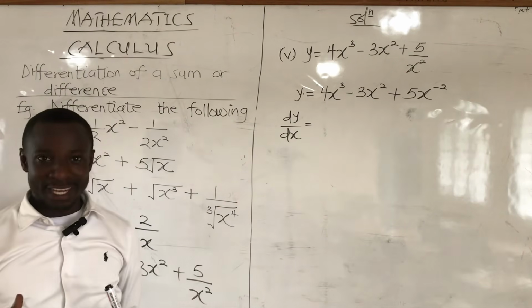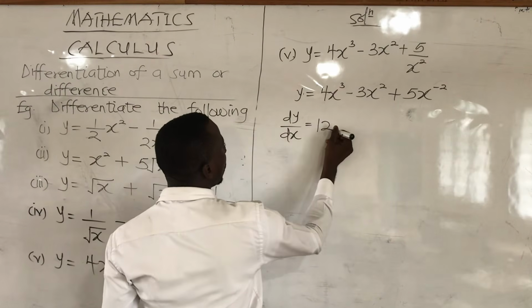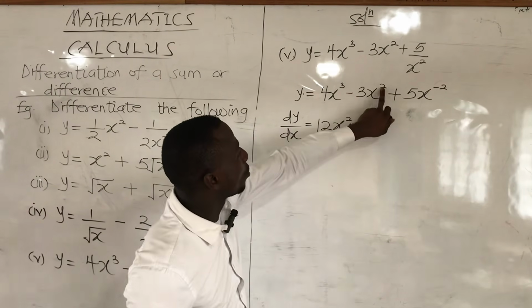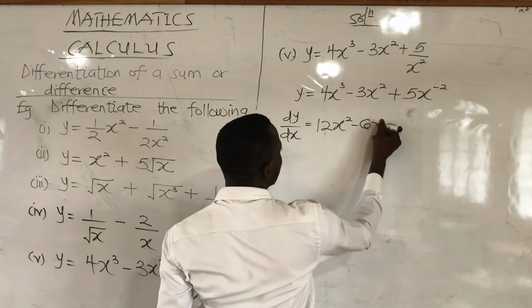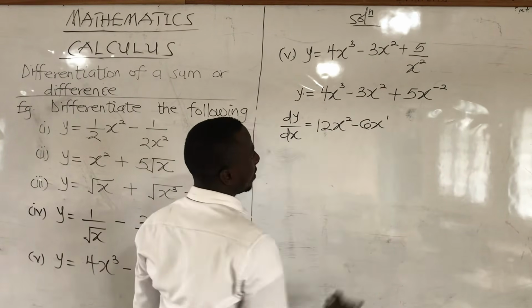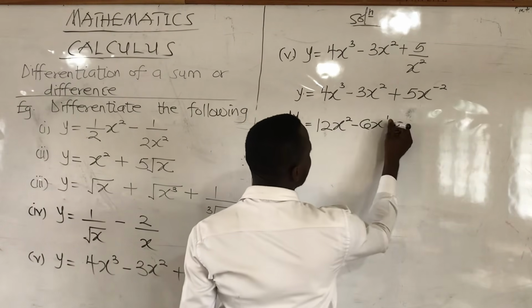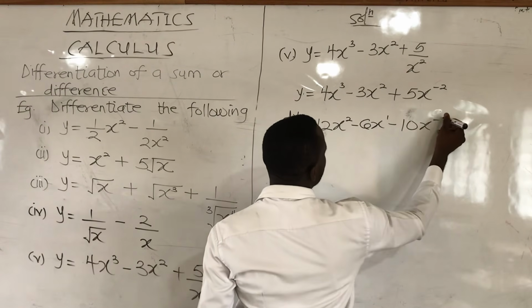So dy over dx is equal to this, multiplying the coefficient. We have 12, then the exponent minus 1, x squared. 2 times minus 3 is minus 6, exponent minus 1, we still have x power 1. Negative 2 times the 5, we have negative 10, x, exponent minus 1, we have minus 3.